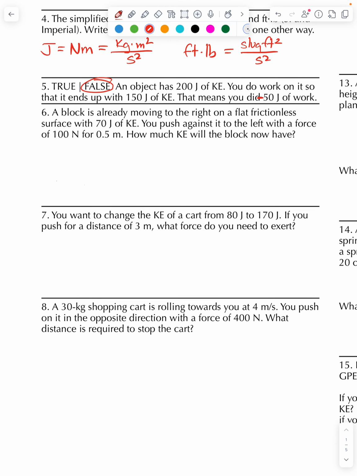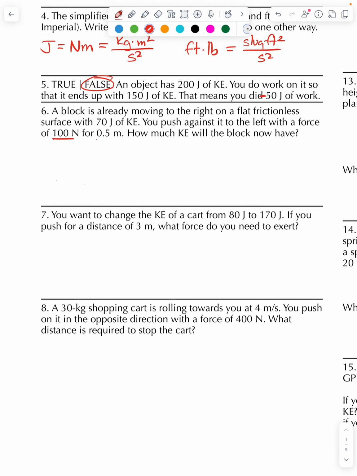So, first of all, are we going to be doing positive work or negative work on this? Negative work, right? Because we're pushing in the opposite direction, we're going to lower its KE. So we're going to expect something lower than 70 joules for our answer because we're pushing against its current motion, doing negative work. All right, so we give you the force and the distance. So as I said, be flexible. The work is the force times the distance.